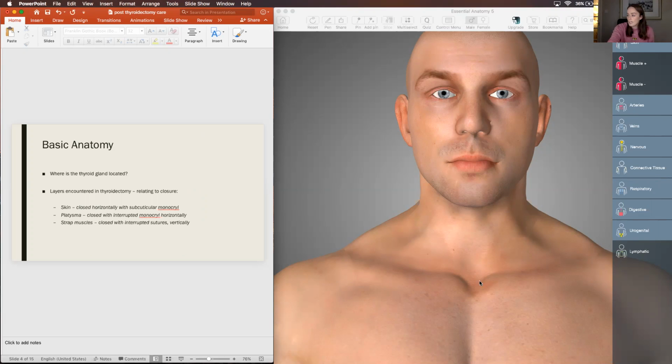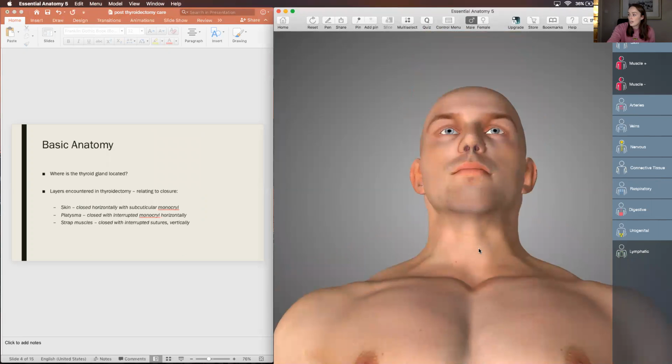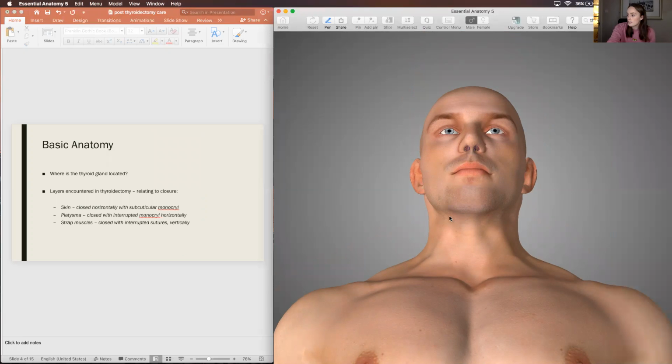So I'm going to move on to my anatomy app here and answer the question, where is the thyroid gland located? So with the neck, we tend to, in anatomical terms, separate it into an anterior and a posterior triangle. To draw the anterior triangle, we go from the inferior border of the mandible, down the midline, and up the anterior border of the sternocleidomastoid muscle. If you did this on the other side as well, you would have your thyroid gland sitting in the lower half of the anterior triangle.